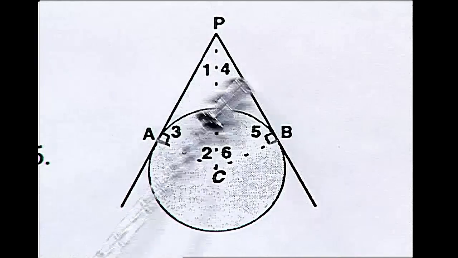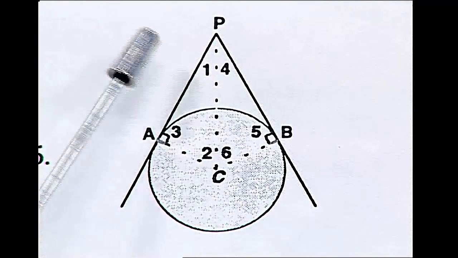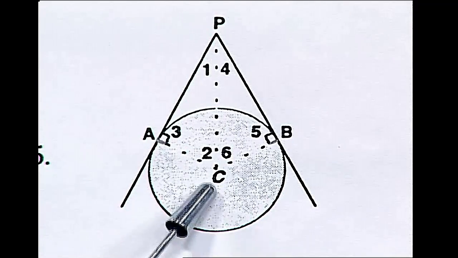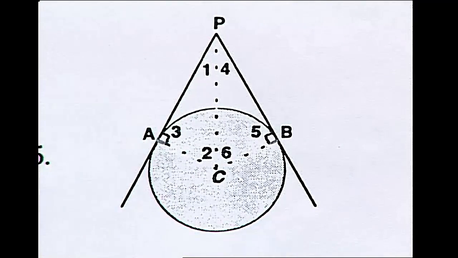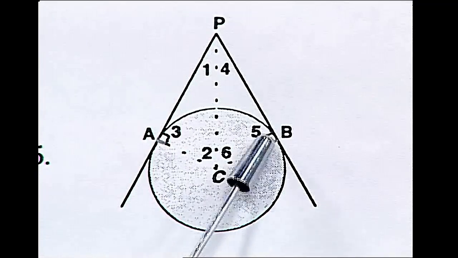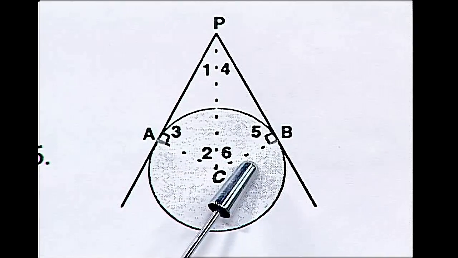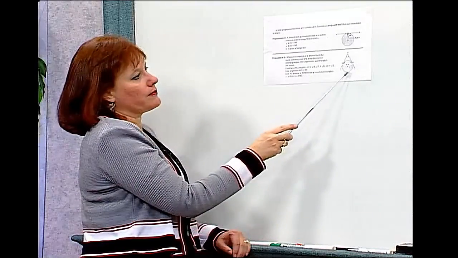We have a line that's tangent to the circle on the right side at B and a line that's tangent to the left side of the circle at A. If we draw a radius from C to B or from C to A, of course we know that we'll have two right angles. We have the two right angles here created by connecting a radius with a line of tangency at its point of tangency. We guarantee that in proposition 1.